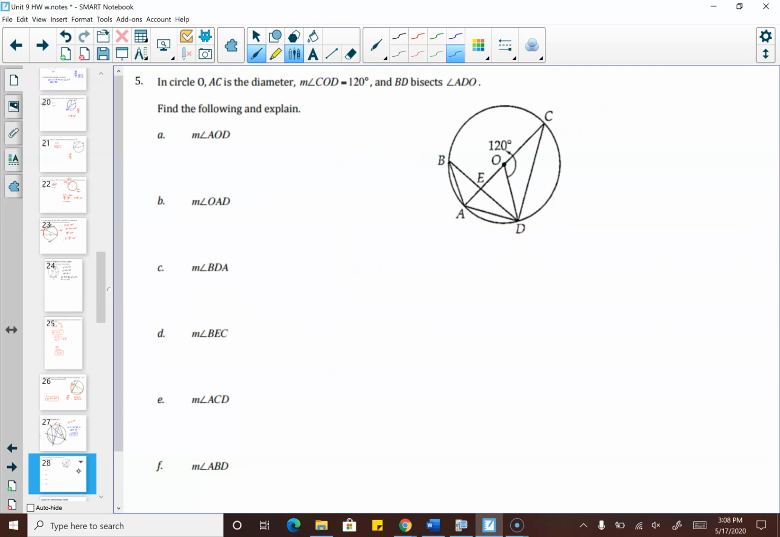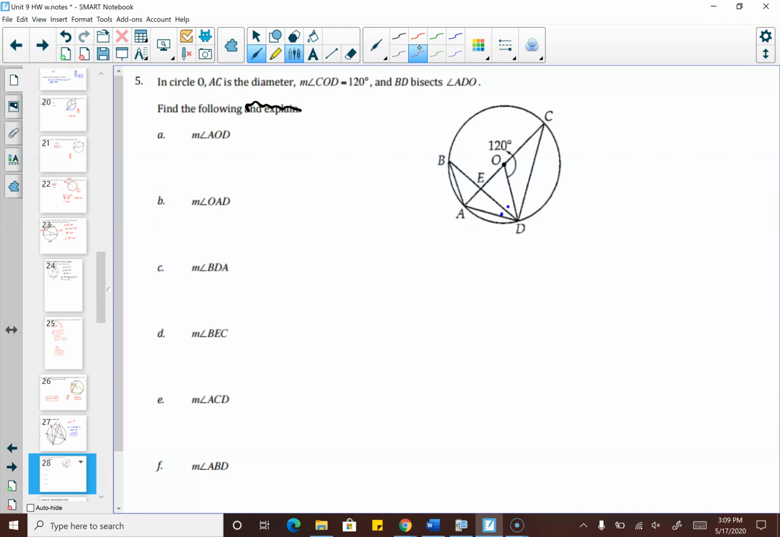So in circle O, AC is the diameter. They gave you angle COD is 120, and it tells you that BD bisects angle ADO. All right, so we know that these two angles here are the same. So find the following and explain. All right, and I'm going to take out the explain piece here. You don't have to write anything down. All right, I'm just going to start filling things out and talk as we do.